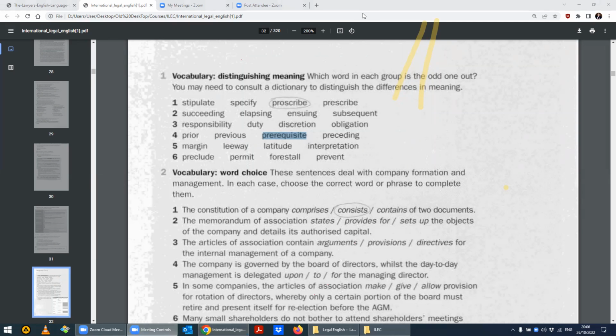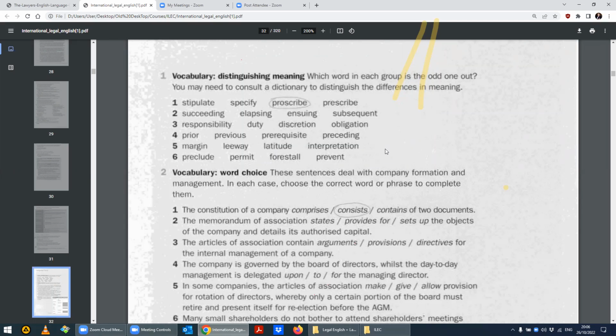Okay. Now, the next one is very difficult because it's got idiomatic language, but we use it in the law. Margin, leeway, latitude, interpretation. Wow. All right, we'll do this very quickly. Can anybody see which the odd one out is? Because I don't think you know what some of these words mean.